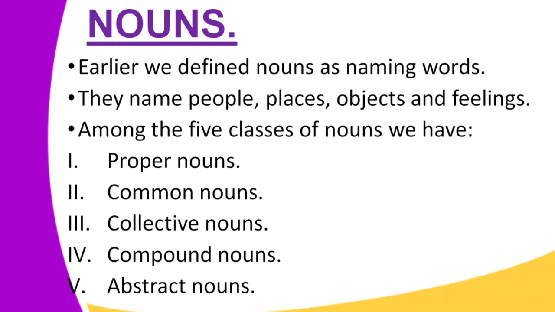To take us back, let's first have a recap of what we talked about on nouns. Earlier, we defined nouns as naming words. We said that they name people, places, objects, and feelings. Among the 5 classes of nouns, we have collective and compound nouns. To list the 5, we have common nouns, collective nouns, compound nouns, and abstract nouns.